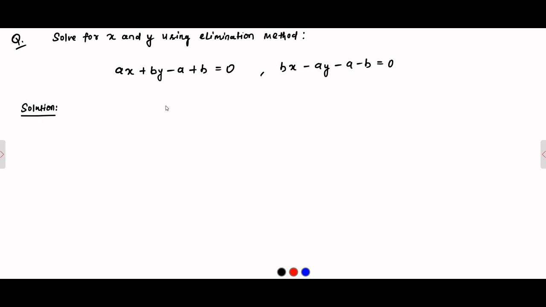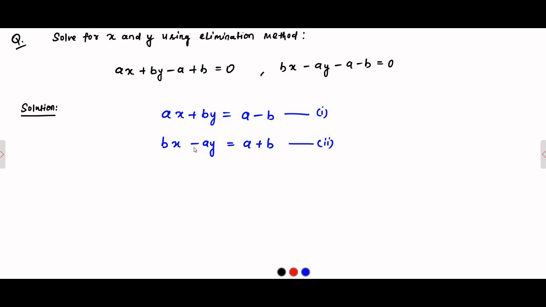Okay, so first we'll write the equations. ax + by, taking -a + b to the RHS, it becomes a - b. This is the first equation. Then we have bx - ay = a + b, taking -a and -b to the RHS. This is equation 2. Now if you see the coefficient of y, here it is b and here it is -a, plus and minus.